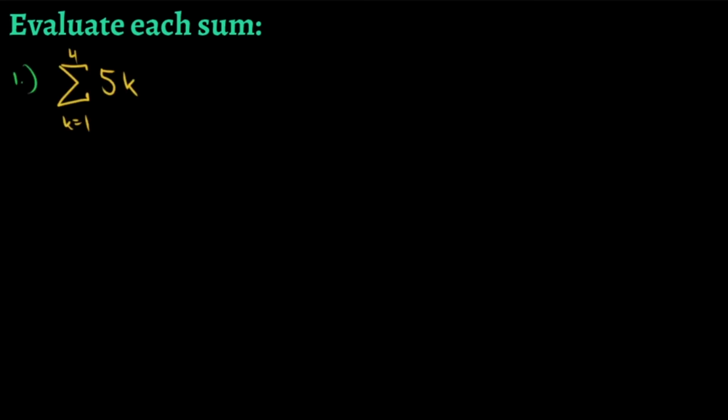Let's evaluate each sum. And so number one, we are asked to find the summation of, ganito siya basahin, summation of 5k from 1 to 4. Again, summation of 5k from 1 to 4. Because again, yung number sa baba is your lower limit, and then yung number sa taas is your upper limit. Bakit nga ba may lower and upper limit? Kasi kapag in-express ko siya para makita yung bawat term, ganito ang gagawin ko.